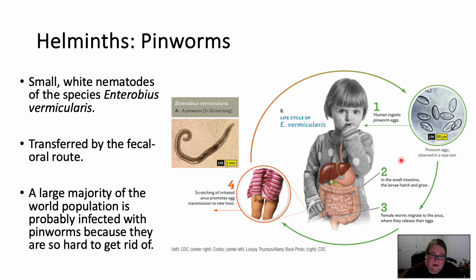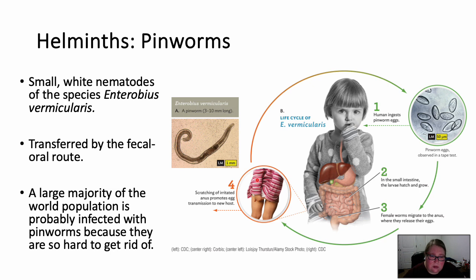They're going to travel through her digestive system and get into her small intestine, where they're going to hatch, and the larvae are going to start to grow. They're going to mature while feeding off the nutrients in the digestive tract. Once the female worms come to maturity, they need to lay their eggs, so they're going to migrate through the intestinal tract towards the anus. Once they get to the anus, that's where they release their eggs.